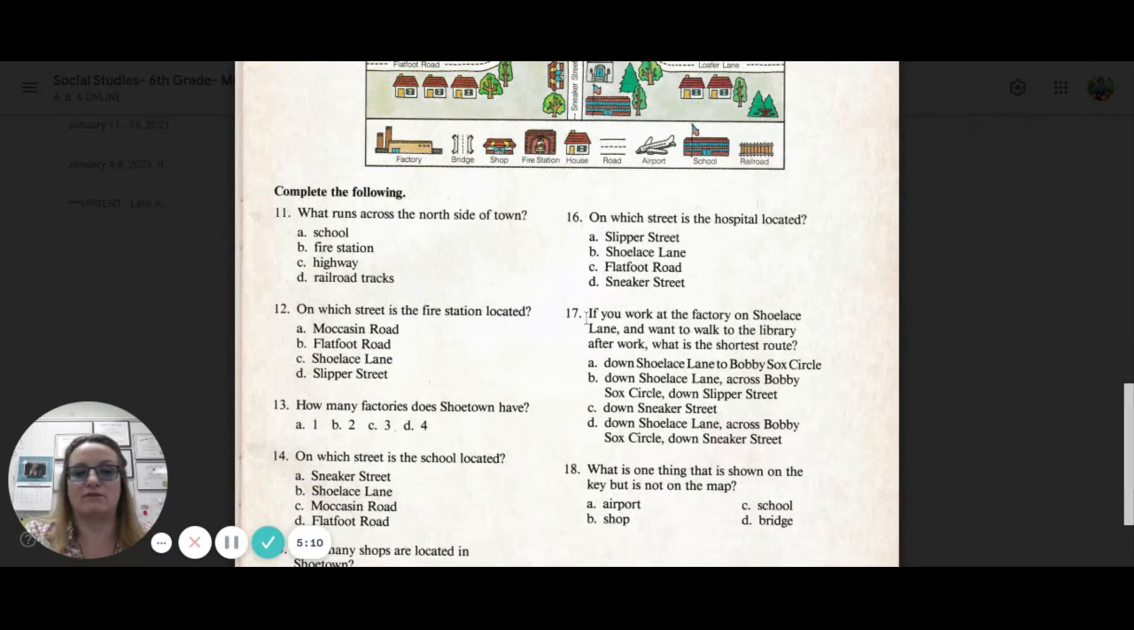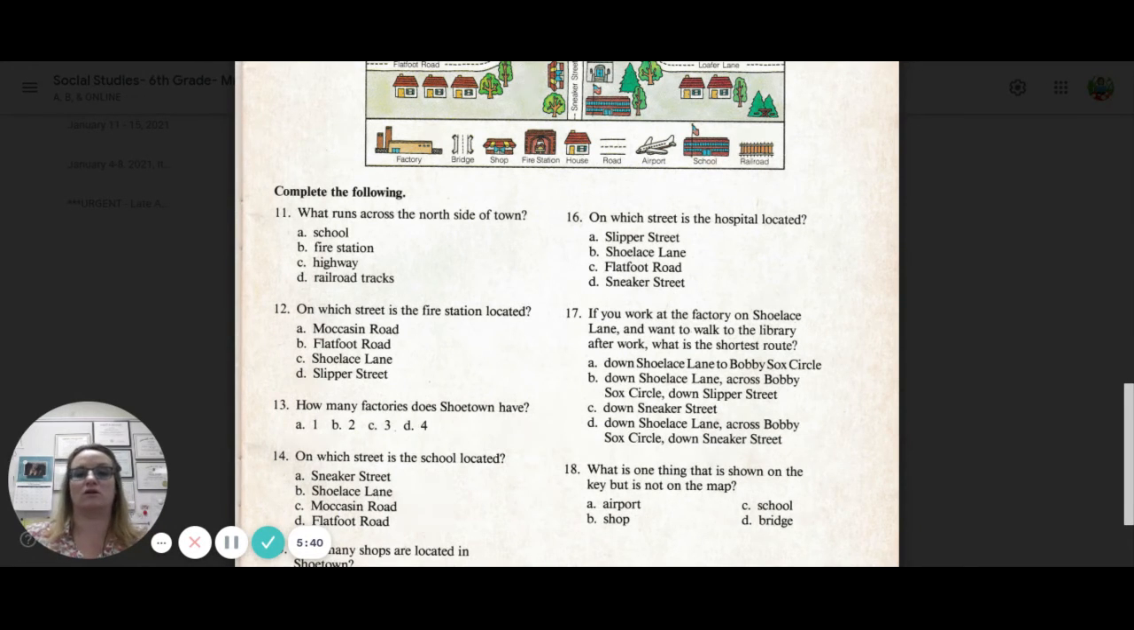Let's look at number 17. So if you worked at a factory on Shoelace Lane, go to the factory on Shoelace Lane and circle that on your paper. And you want to walk to the library. So now find the library and circle that on your paper. So it says if you work at the factory on Shoelace Lane and want to walk to the library after work, what is the shortest route? What I would do is take my pencil and go along the route that you think is the closest way to get to the library.